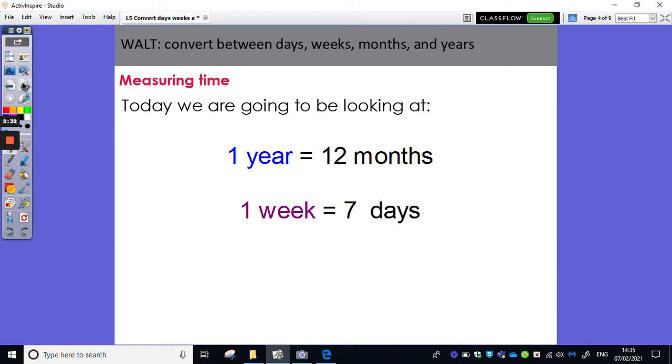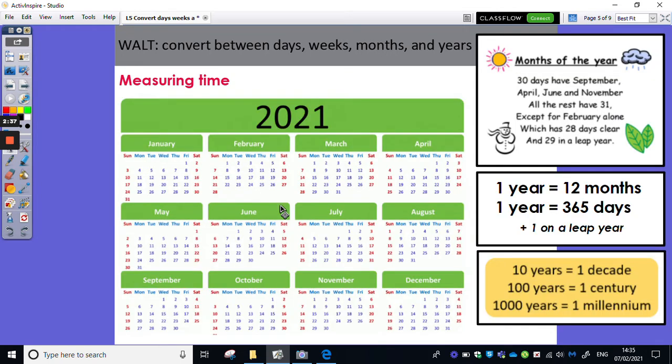So because we've been off school for a little while now and you haven't been having your maths meetings, we're just going to recap a little bit about our calendar maths to help us. So remember, there are 12 months in the year. So we have January, February, March, April, May, June, July, August, September, October, November and December. So we always remember the months of the year with our little rhyme. 30 days have September, April, June and November. All the rest have 31 except for February alone, which has 28 days clear and 29 in a leap year.